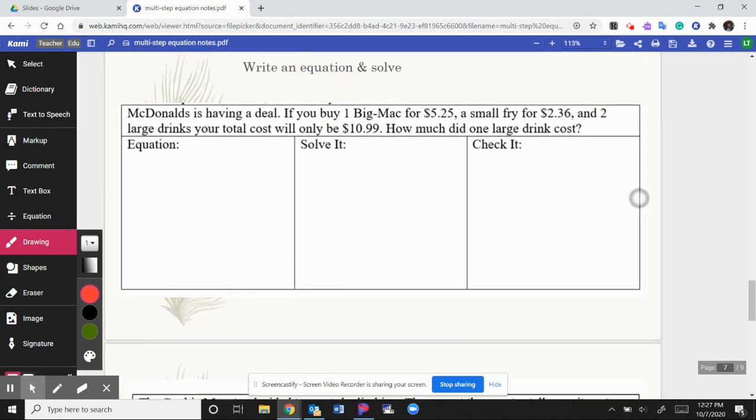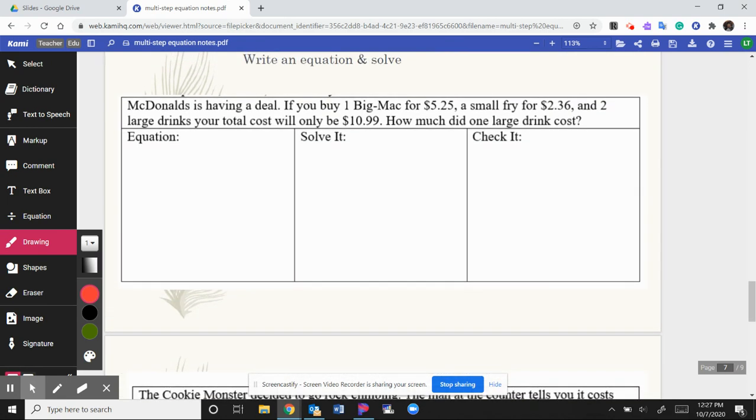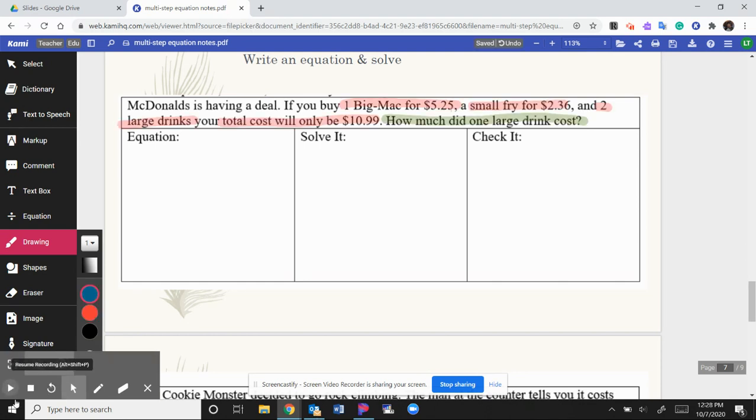All right, now we're going to work on some word problems here. So pause the video, and I want you to please write down the problem in your notes, and then I want you to underline and highlight your key information, please. So looking here, we have a Big Mac for $5.25, small fry $1.36, and 2 large drinks. Your total cost will only be $10.99. How much does 1 large drink cost?